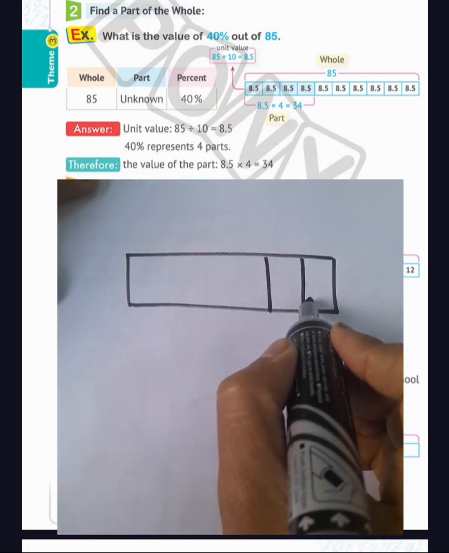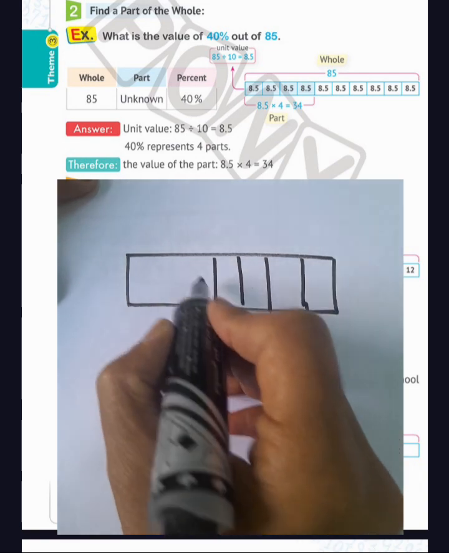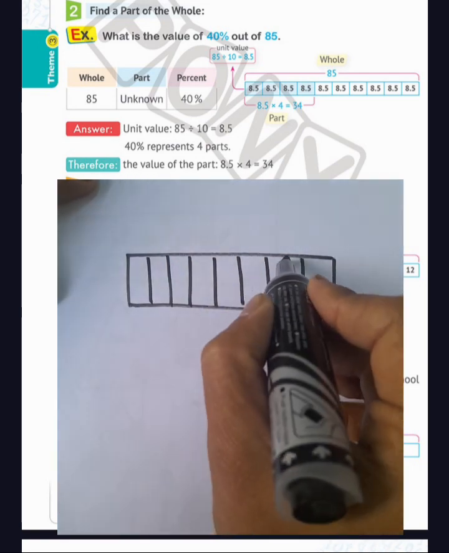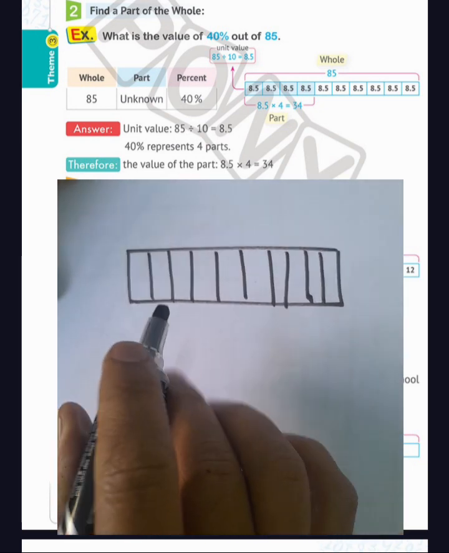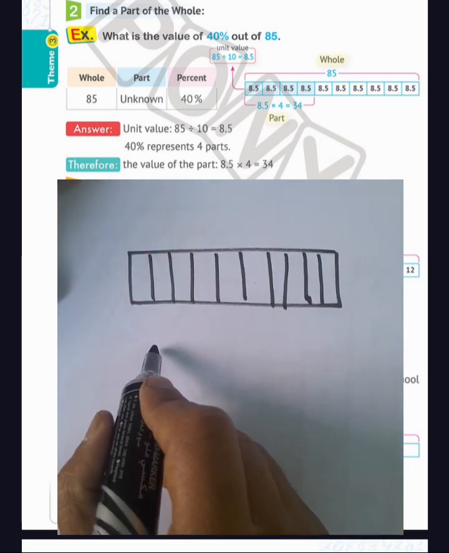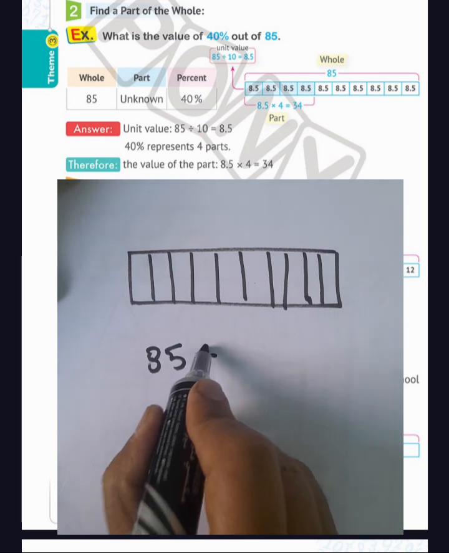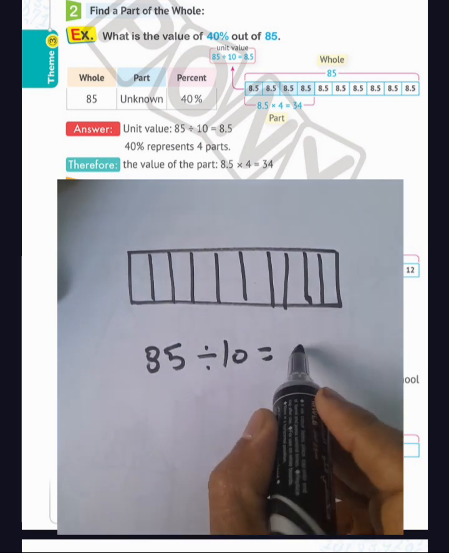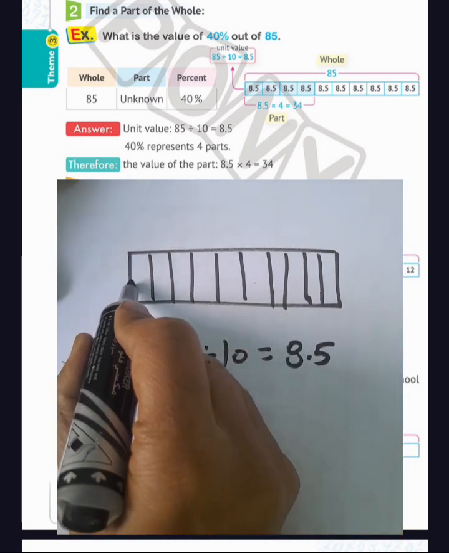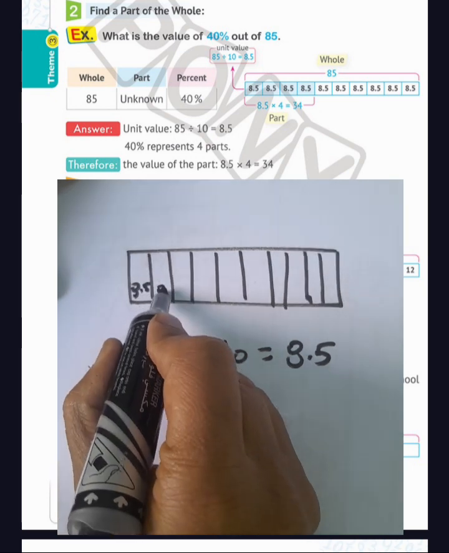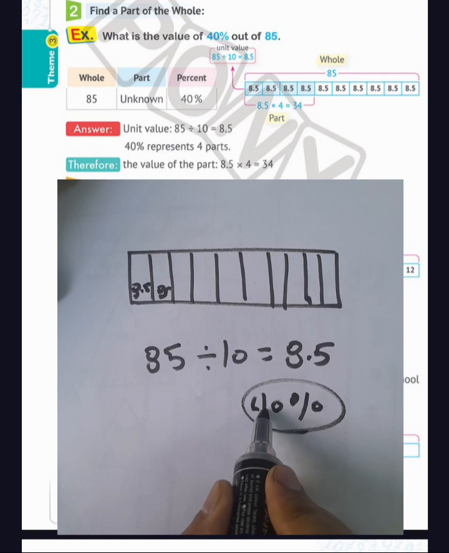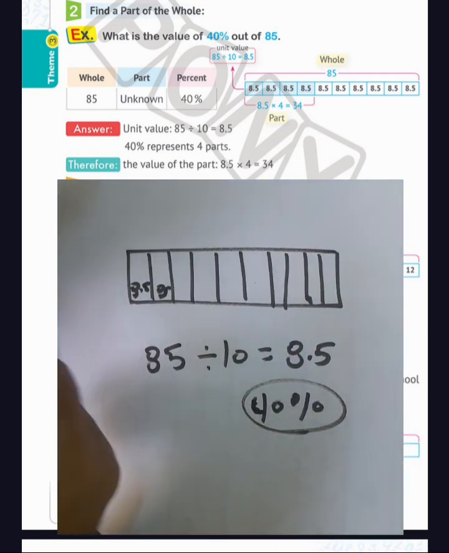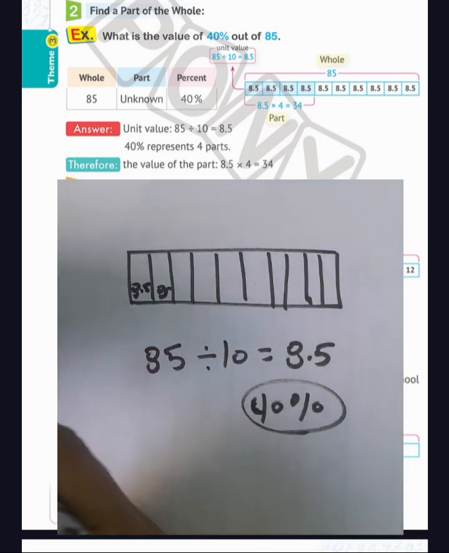It's easy for you. 1, 2, 3, 4, 5, 6, 7, 8, 9, 10. Okay, 10 parts. And then ask yourself, what is the value of each part? The total number was 85, so you must divide it by 10. 85 divided by 10 will be 8.5. This part will be 8.5. And the percentage here is 40%. 40% means what? It means colored 4 parts from 10 parts.